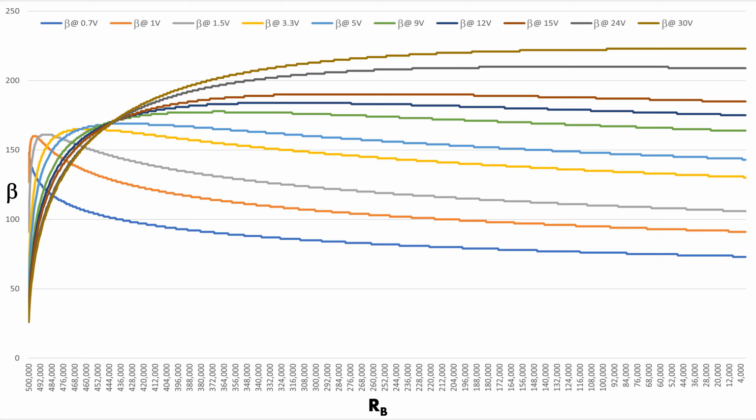As we can see from the graph, values for beta vary widely for each combination of base and collector current. For example, when using VCC of 0.7 volts, the bottom blue line, the value of beta logarithmically declines from 150 down to 75. In the scenario where VCC equals 30 volts, beta logarithmically rises from 25 to over 200.